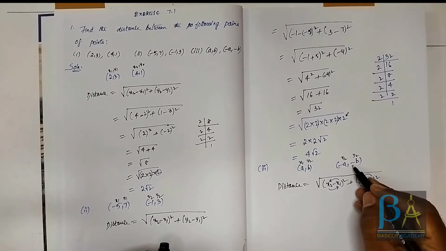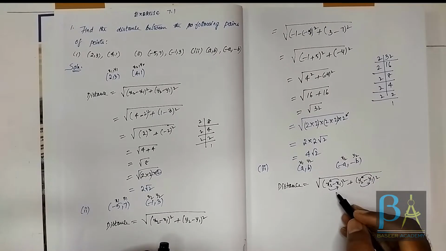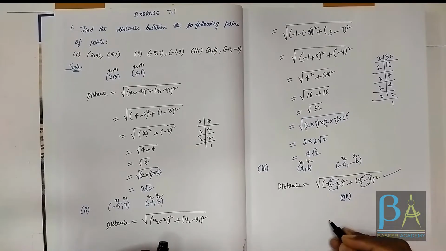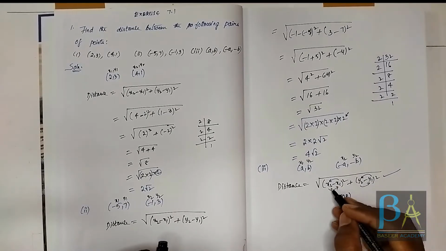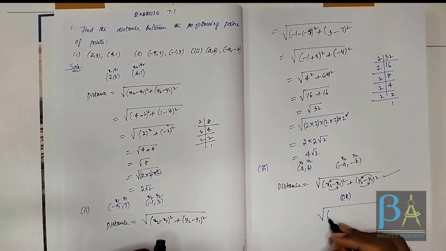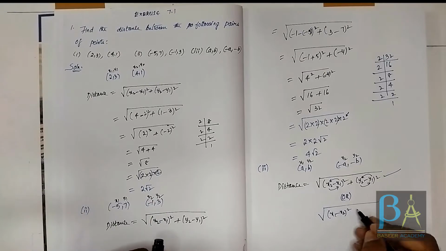Now you can substitute this directly here in this formula, or instead of writing square root of (x2 minus x1) whole square plus (y2 minus y1) whole square, you can instead use (x1 minus x2) whole square. I told you they can interchange the places.